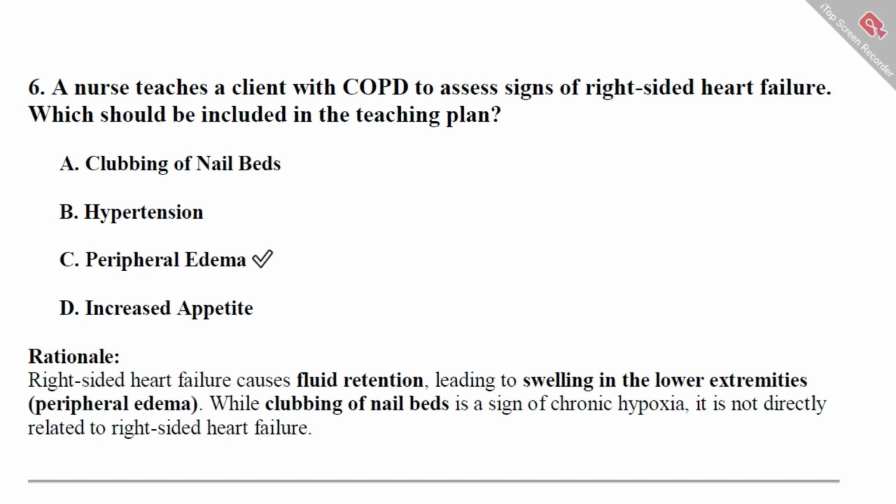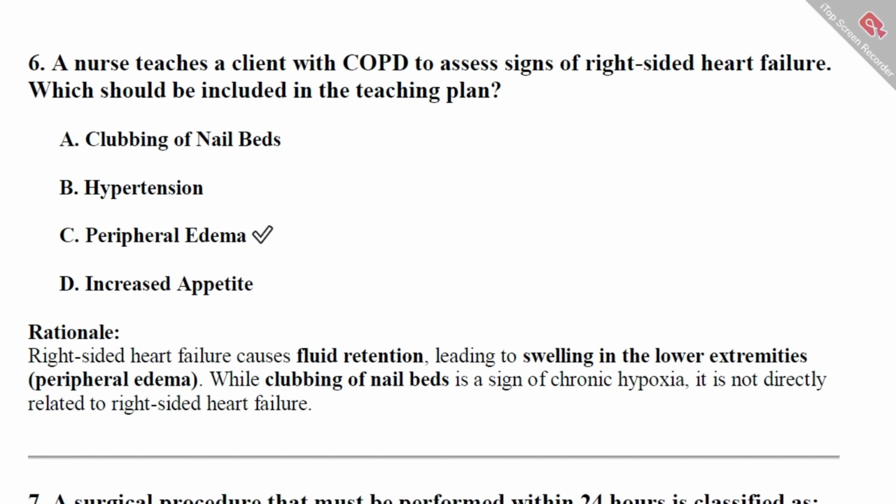Which is peripheral edema. The rationale behind this is right-sided heart failure causes fluid retention, leading to swelling in the lower extremities. Peripheral edema, while clubbing of nail beds is a sign of chronic hypoxia. It is not directly related to right-sided heart failure.